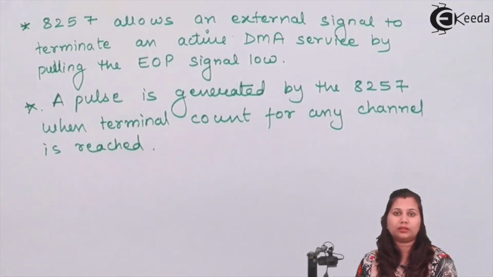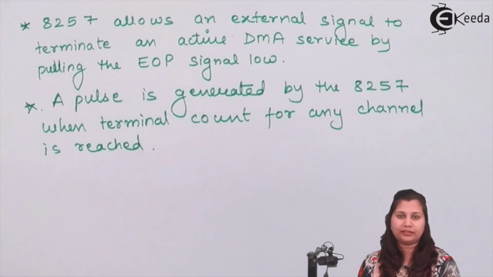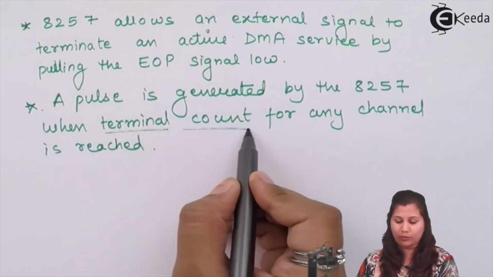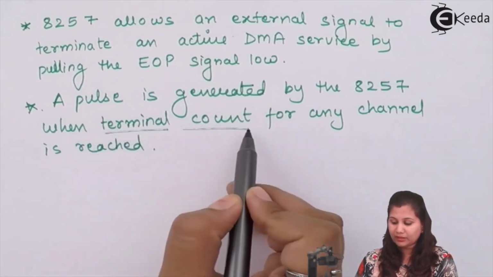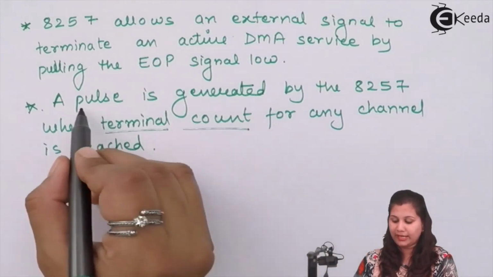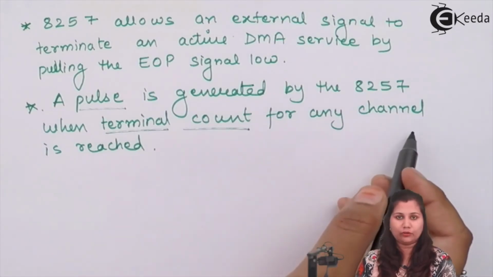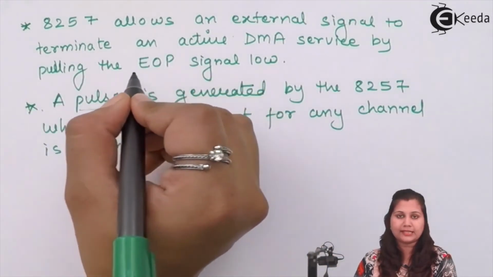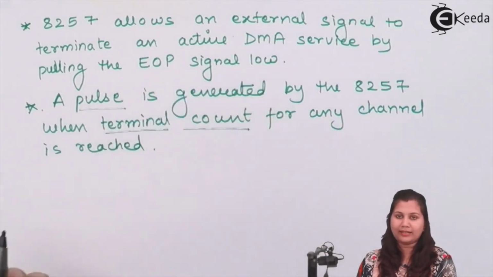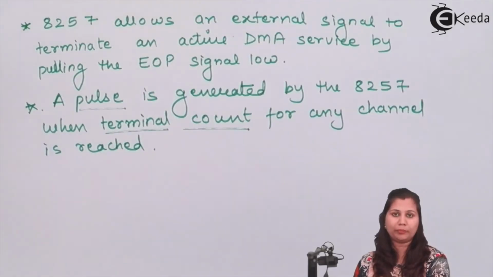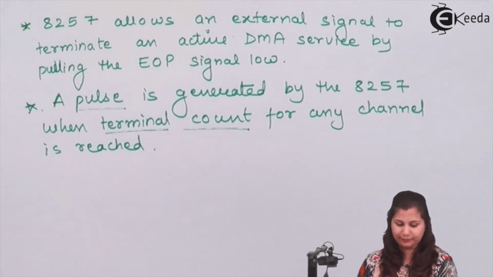So whenever the channels are transferring the data, a count is initialized. This count is known as the terminal count. Okay, so when this terminal count has reached 0, a pulse is generated by the 8257, and this pulse will make this EOP signal low, showing that the DMA service has been completed. So this was the EOP end of process signal.